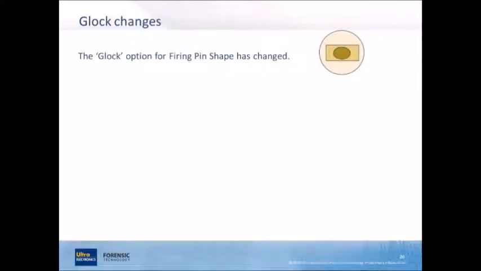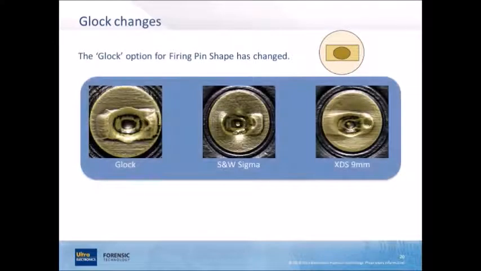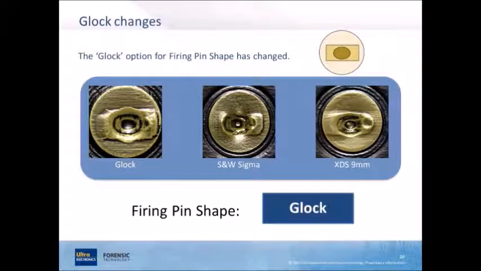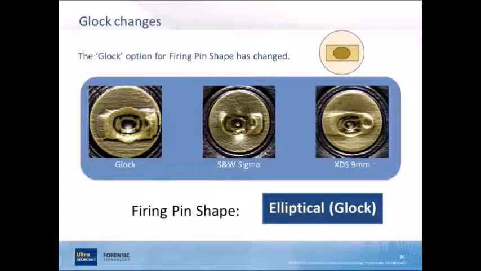When we talk about Glock firing pin shapes, we're talking about the elliptical firing pin impression with a surrounding rectangular cutout shape, as seen here in images of cartridge cases fired from a Glock pistol, a Smith & Wesson Sigma, and a Springfield XDS 9mm. So the firing pin shape option for these has changed from Glock to elliptical Glock. And in future software versions, the word Glock may be dropped altogether and we'll just be selecting elliptical. Now, it's a minor change in nomenclature that you should be aware of.